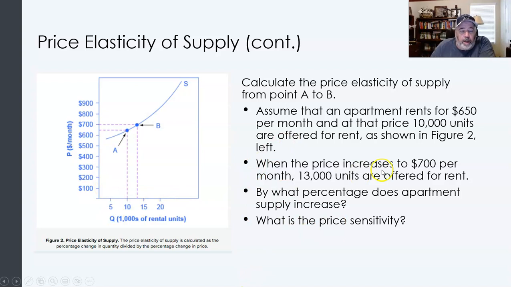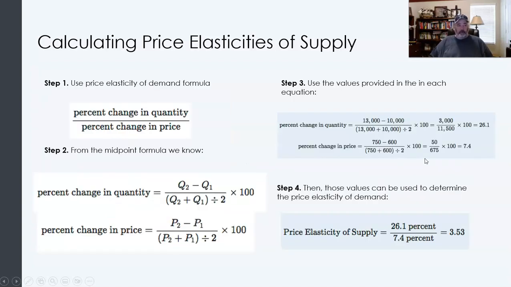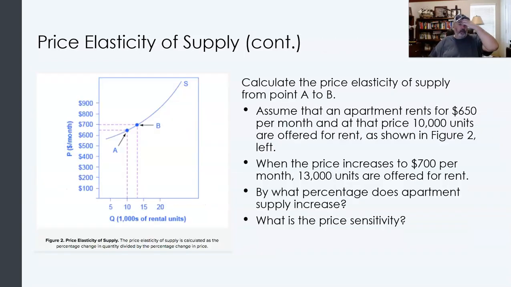Nothing much more there. Apartment rents for $650 per month; at that price, 10,000 units. Right here, 650, 10,000, thousands of rental units. When the price increases to $700 per month, then they're willing to make 13,000 units available. And what is the price sensitivity? Well, do they do the calculation? It looks like they do.